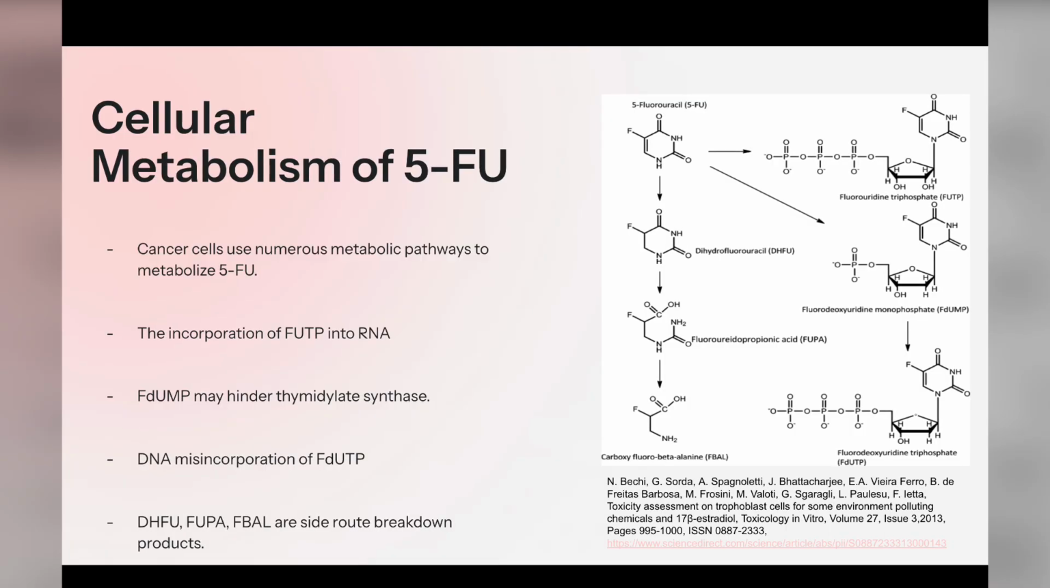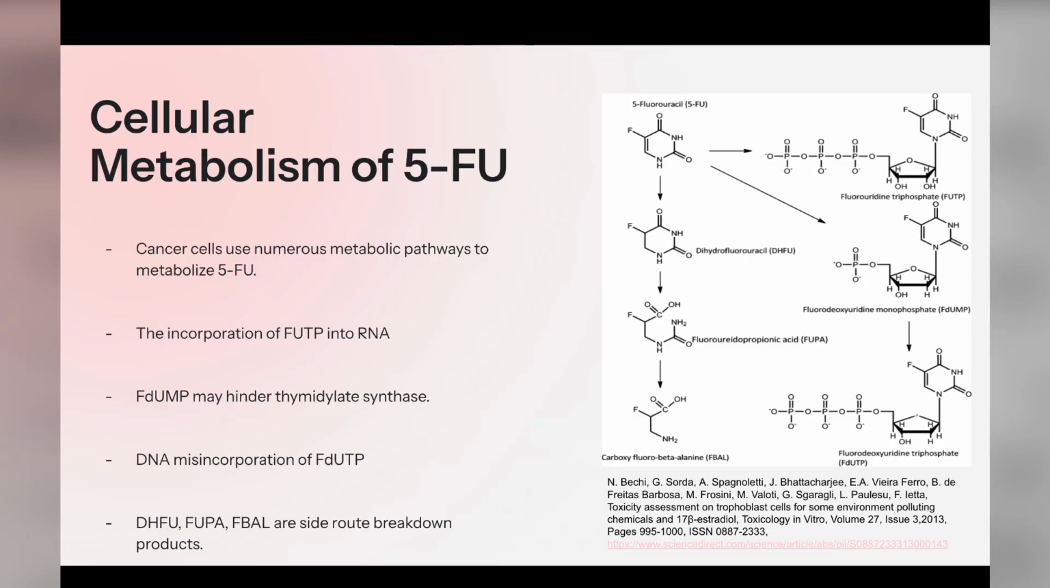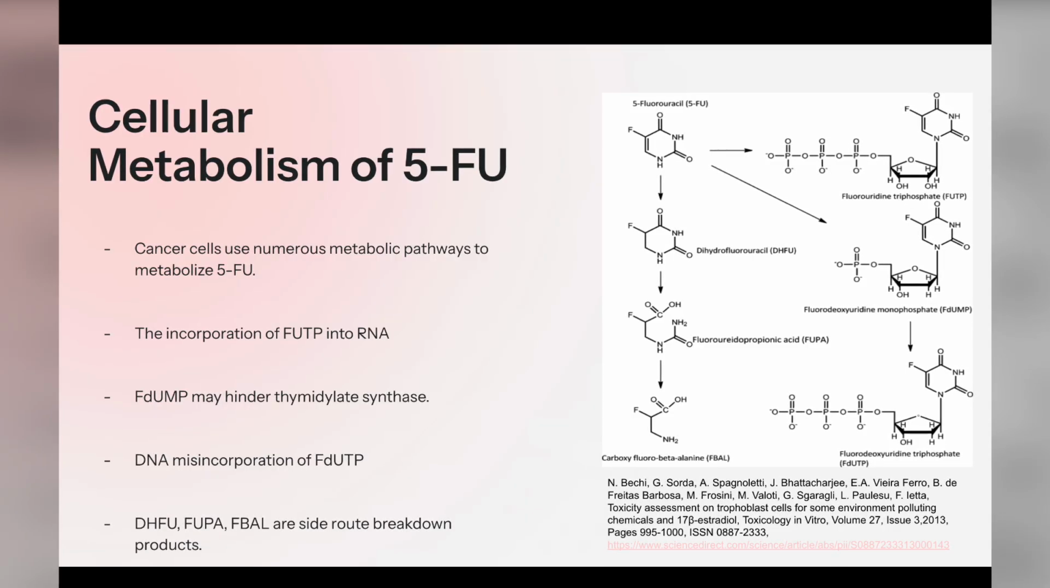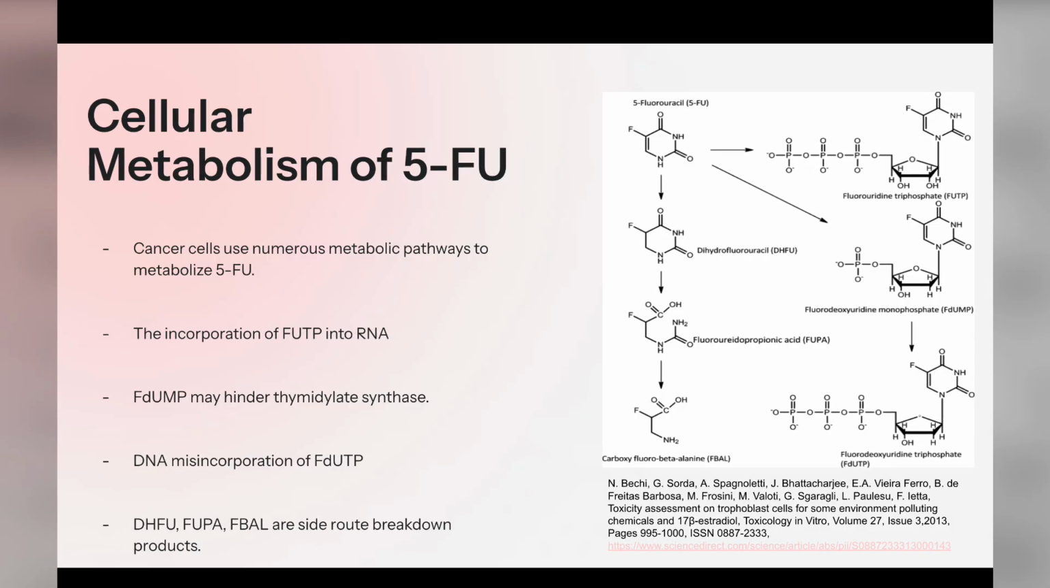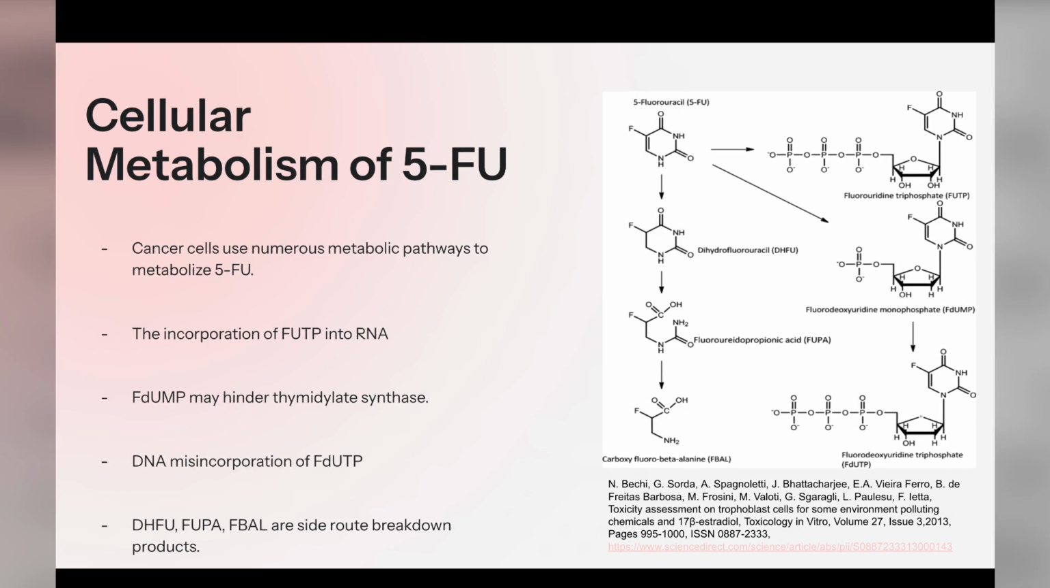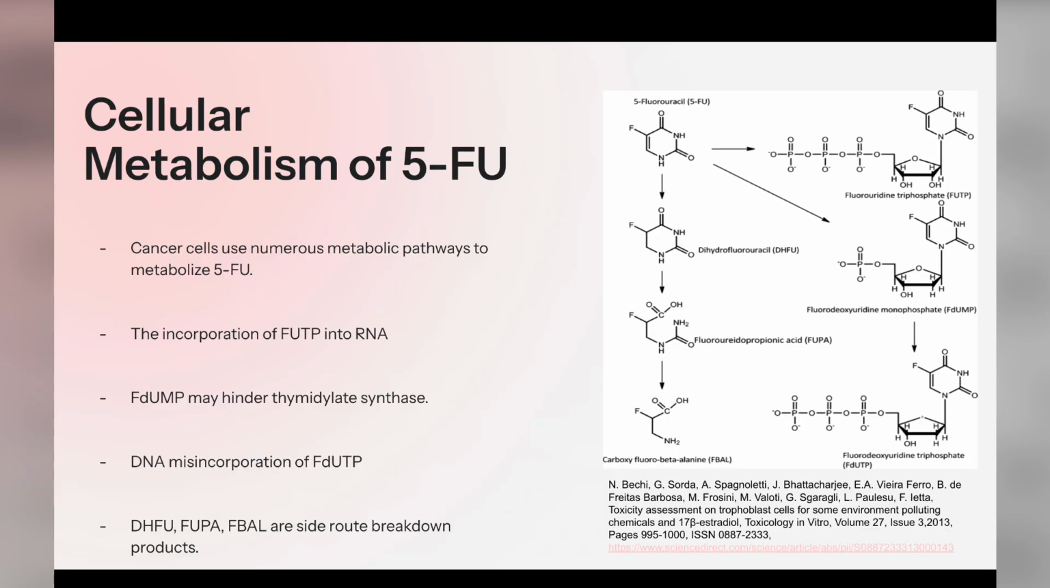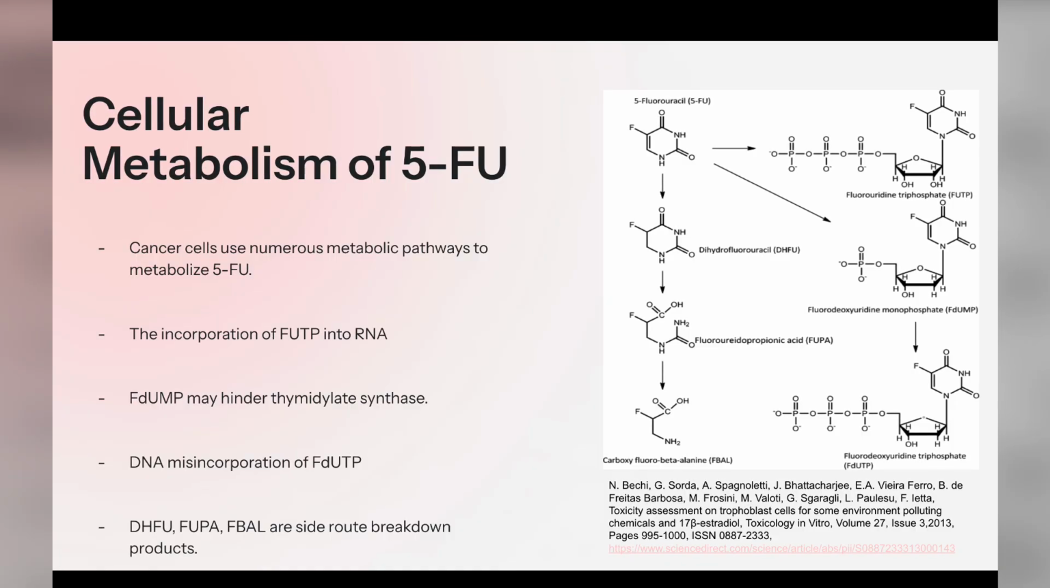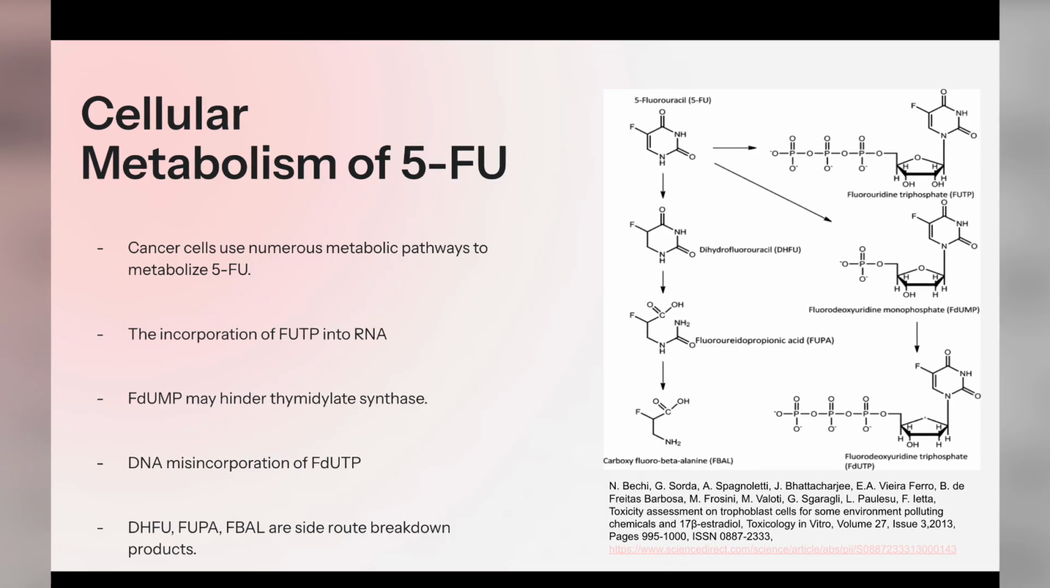RNA contains FUTP from one pathway. It creates FdUTP, which inserts into DNA and causes replication mistakes. This branch produces FdUMP, which completely inhibits thymidylate synthase. So DHFU to FUPA to FBAL is a secondary route that breaks down 5FU. It doesn't necessarily destroy cancer cells, but it explains why individuals react differently to the same amount. The key takeaway from this slide is that 5FU transforms into several chemicals that target various cell sections.